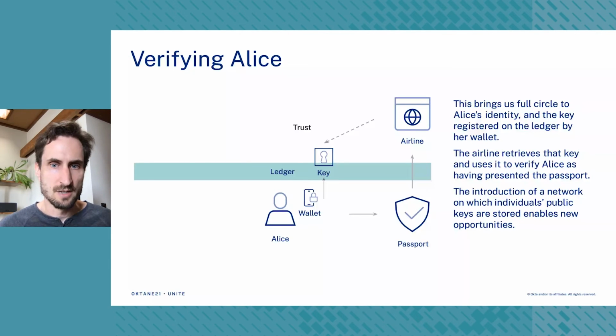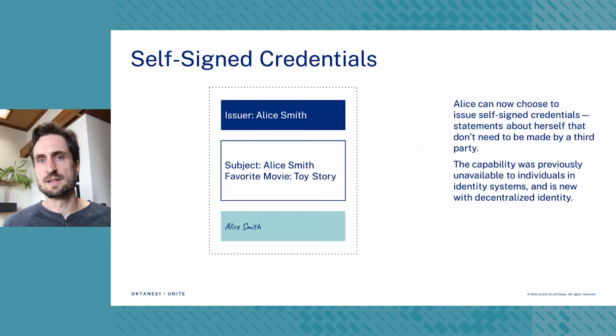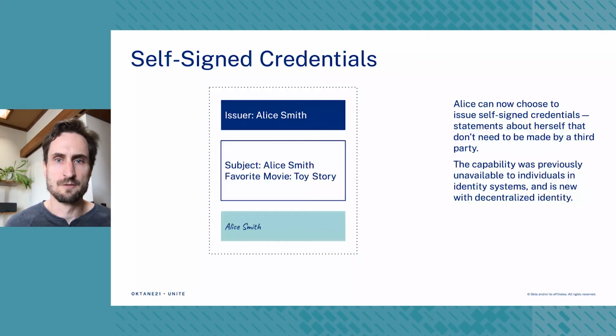The introduction of a ledger on which individuals can register identifiers and public keys enables new opportunities. Alice can now issue self-signed credentials, statements about herself that don't need to be made by a third party. This capability was previously unavailable to individuals in federated identity systems because people don't have cryptographic keys. Only websites do. Cryptographic keys are a necessary requirement in order to make verifiable credentials or assertions.